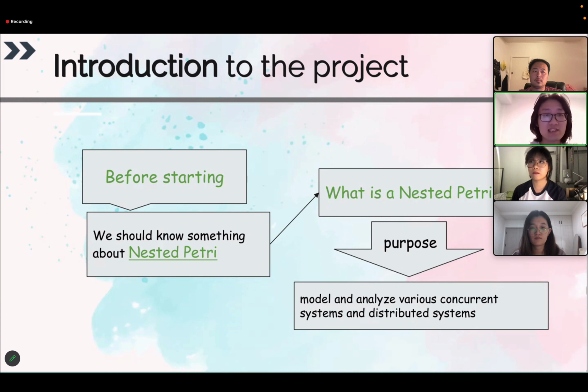A nested Petri net is an extension of a Petri net, where a Petri net can be embedded within a place of other Petri nets. This allows for modeling of systems with hierarchical structures and multiple levels of abstraction. Now on to the project goals.